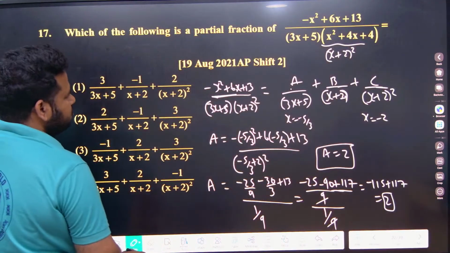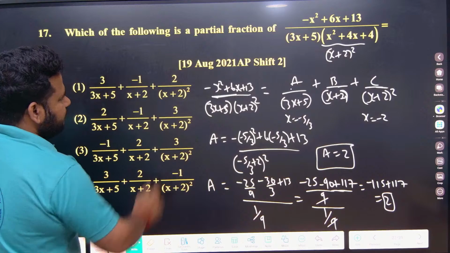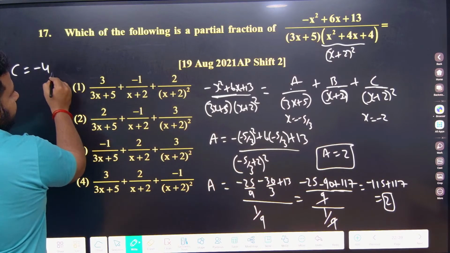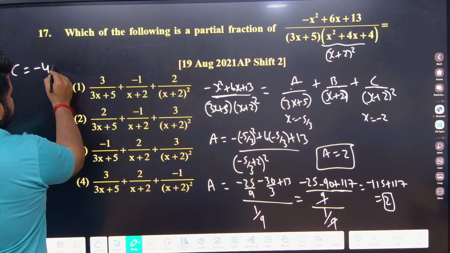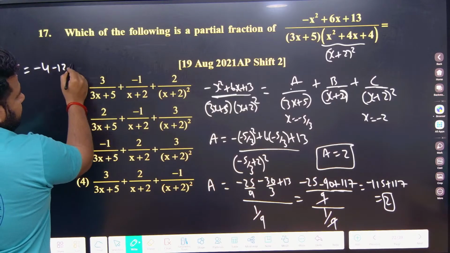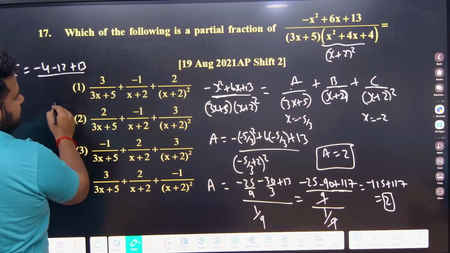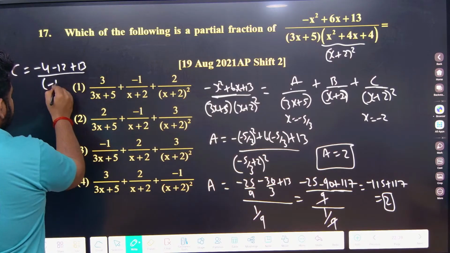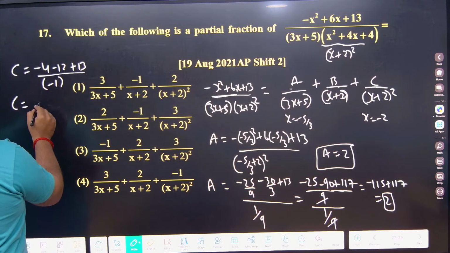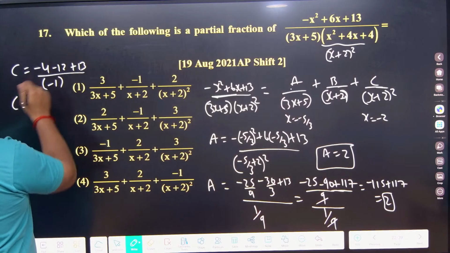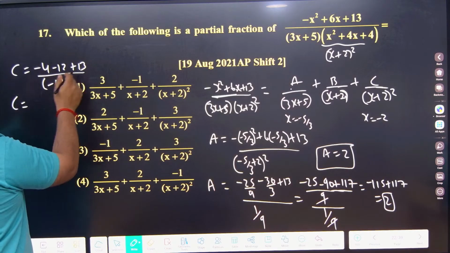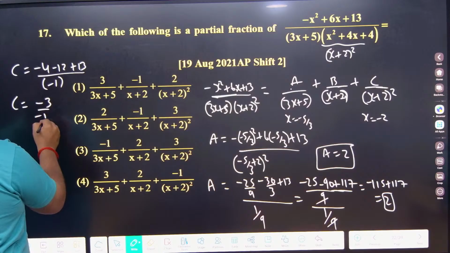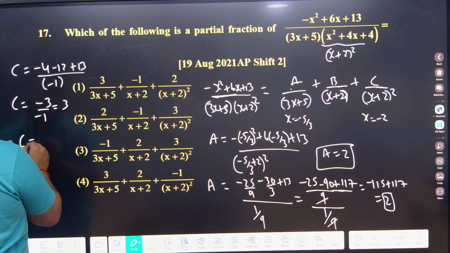So minus 2 whole square is plus 4, but here minus is there, so this will be minus 4. 6 into minus 2 is minus 12, plus 13, divided by 3 into minus 2, which is minus 6 plus 5, is minus 1. So c is equal to minus 16 plus 1 minus 4, this is minus 3 minus 1, that will be equal to 3. So c is equal to 3.